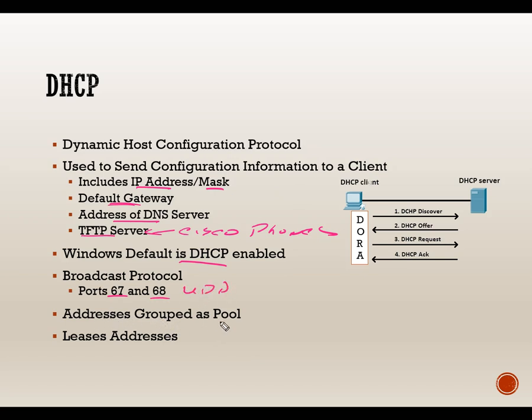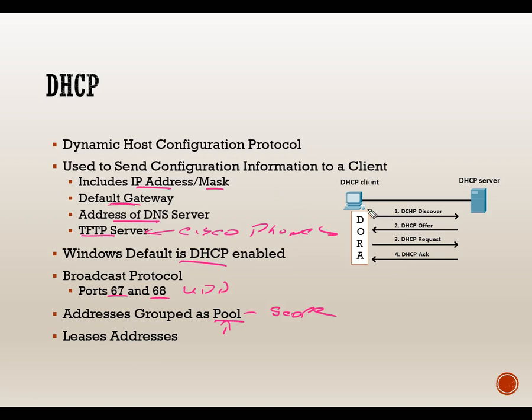The addresses are grouped as a pool, and then actually in Microsoft they're going to be called a scope, so you may see them called a scope or a pool. Cisco is going to call it a pool. And we lease the address. We lease the address for a certain amount of time.